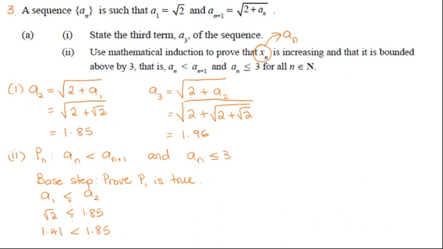Let's look at this part now. So I'm working each of them. So a_1 less than or equal to 3. Is that true? So I have a little question mark there. Well, a_1 is root 2, which is 1.41, and 1.41 is less than or equal to 3. So I can say, therefore, P_1 is true. I have proved my base step. I'm going to switch slides and move on to my inductive step now.